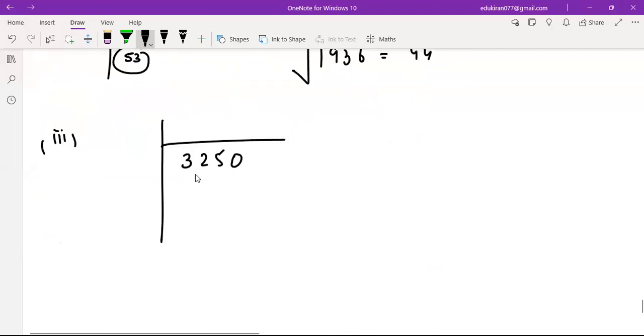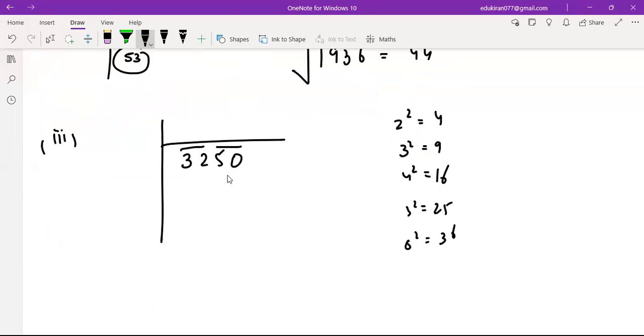Okay. Yes, ma'am. Now 3250 students. So first of all, very first step is, Khadija, you need to make the groups. You made the group, right? Now you have to remember the square roots. So we'll start with 2 square. It is 4, then 3 square is 9, 4 square is 16, 5 square is 25, 6 square is 36. So definitely you cannot take 36, you will take 5 square. Okay.